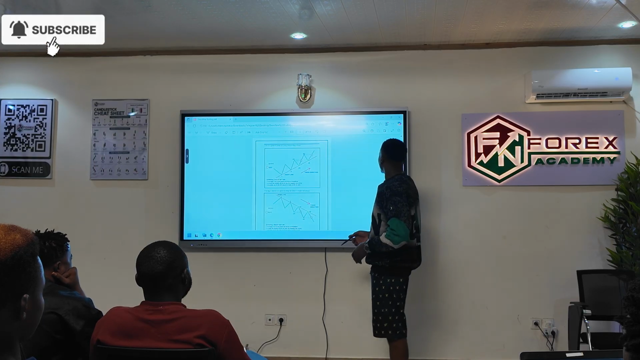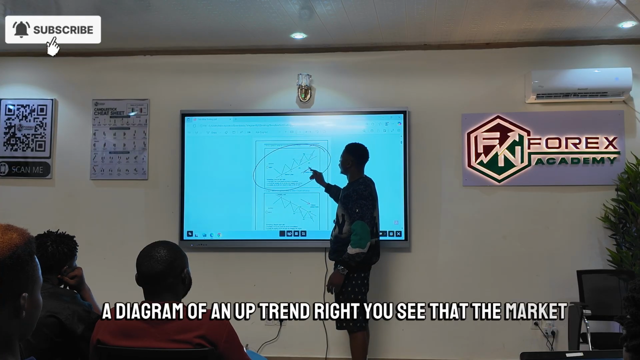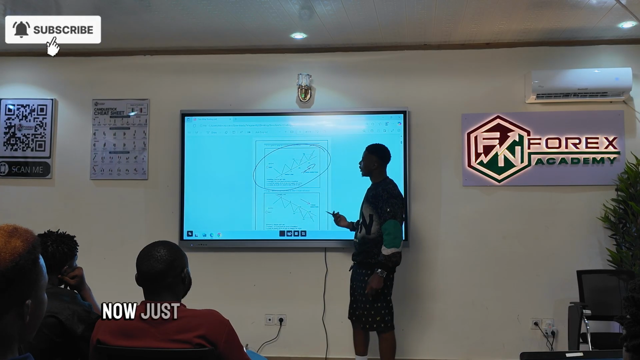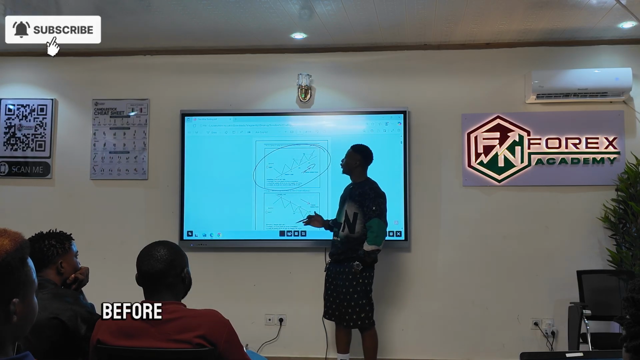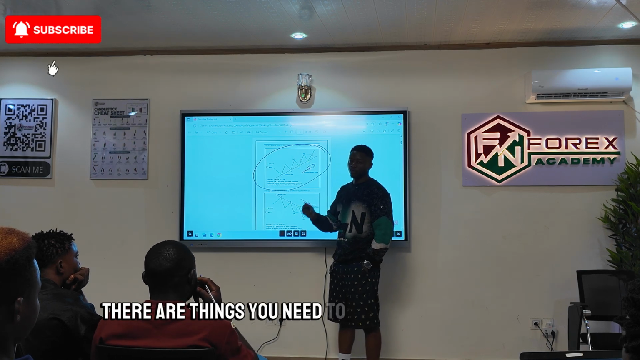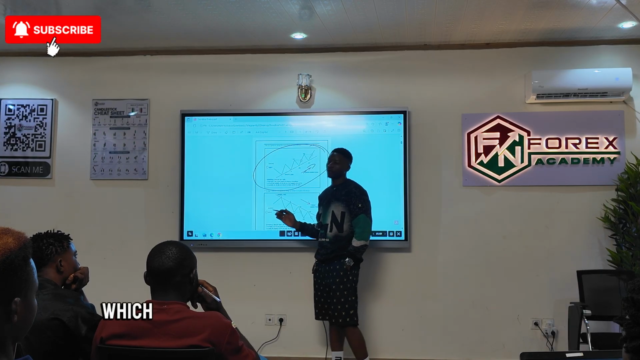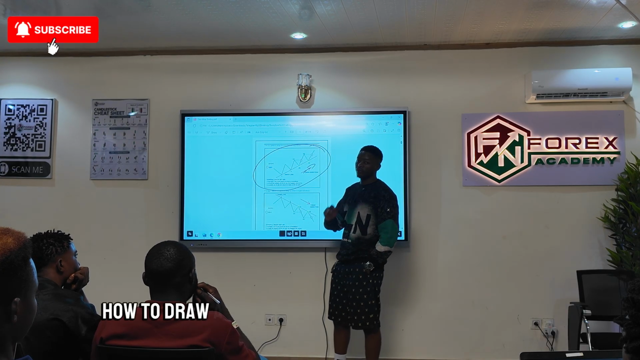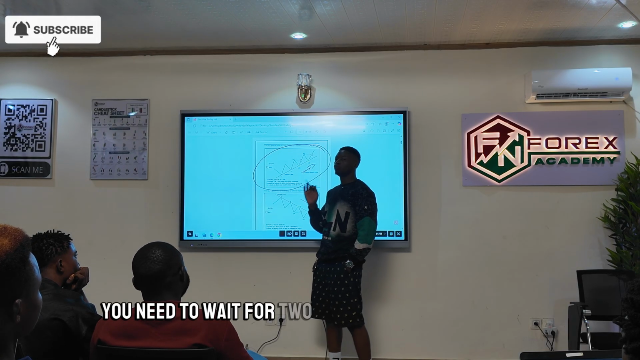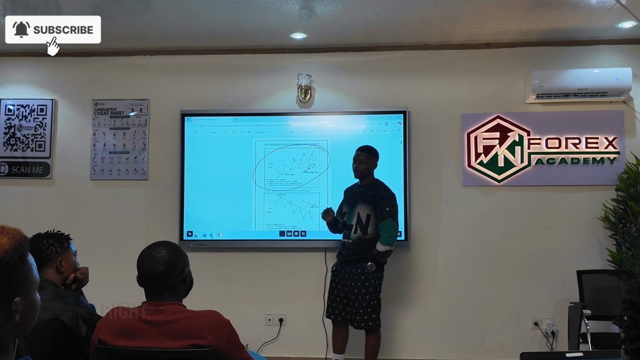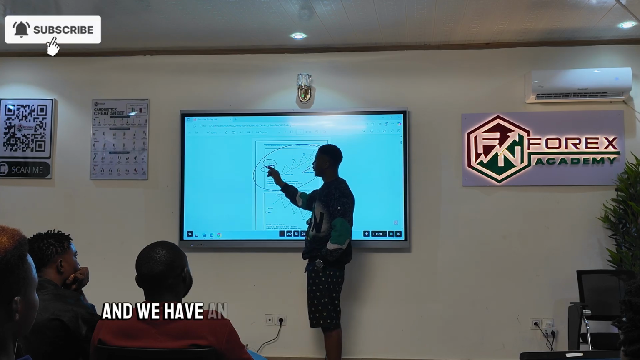Now, for an uptrend, this is a diagram of an uptrend, right? You see that the market is on an uptrend. Now, just an illustration. On every trend line, before you place a trade, there are things you need to consider. The first thing is that you need to be able to draw your trend line, which I'm going to show you as we go down, how to draw a valid trend line. Once you have drawn a valid trend line, you need to wait for 2 touches before you place a trade, right? Now you see this illustration right here, you see that we have an entry and we have an exit.